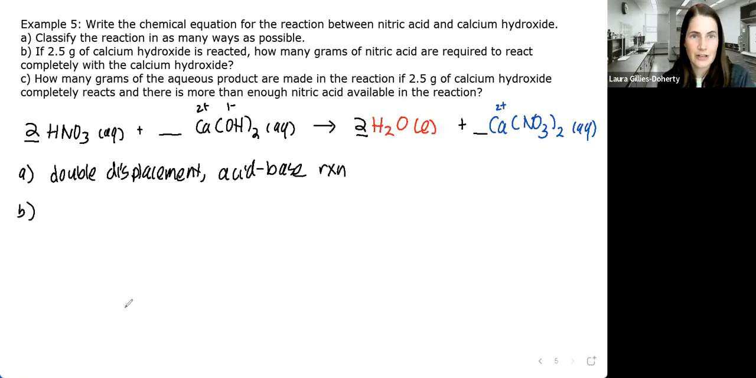So let's get to the stoichiometry. So we react 2.5 grams of calcium hydroxide. It asks how many grams of nitric acid are required. So if we know how much calcium hydroxide we're going to add, we want to calculate how much nitric acid we need to add so that they react together completely. So we're starting with 2.5 grams of calcium hydroxide.